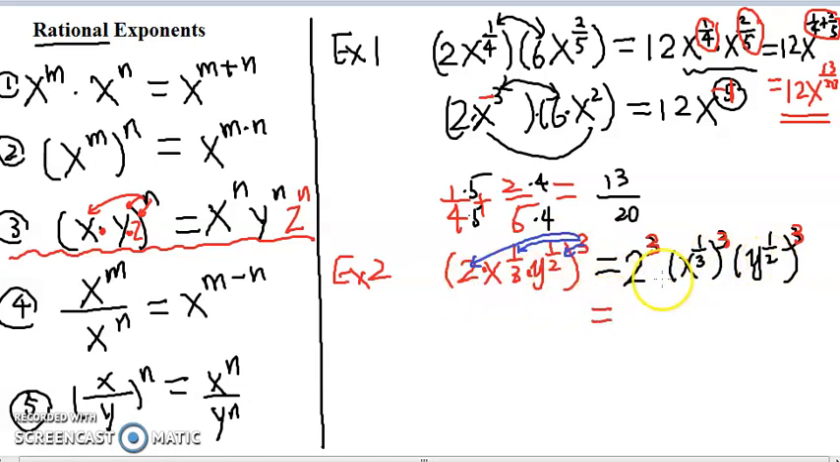So now we can work each one out. 2 to the third: a positive integer exponent means multiplying 3 copies. So 2 times 2 times 2 gives us 8. Then x to the 1/3 to the third. Now that's the second formula. When we raise an exponent to another exponent, we multiply the exponents.